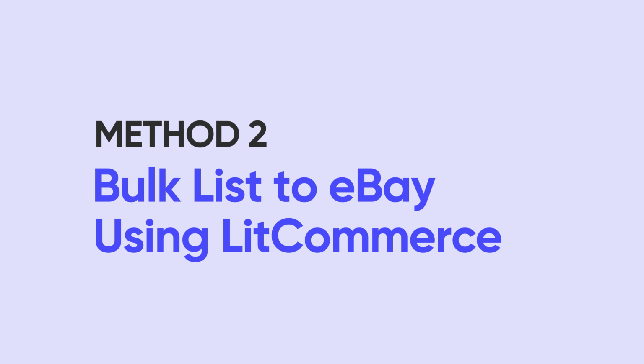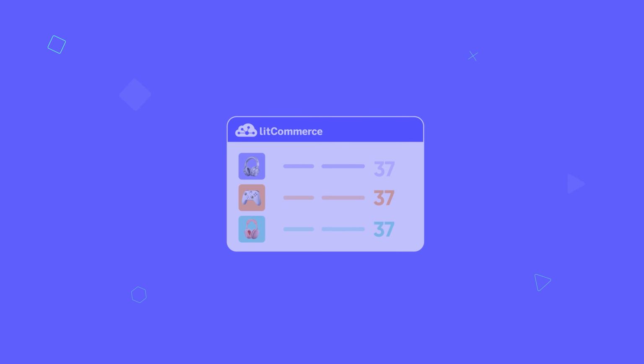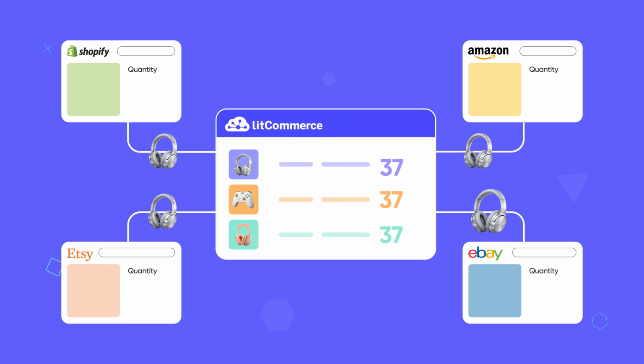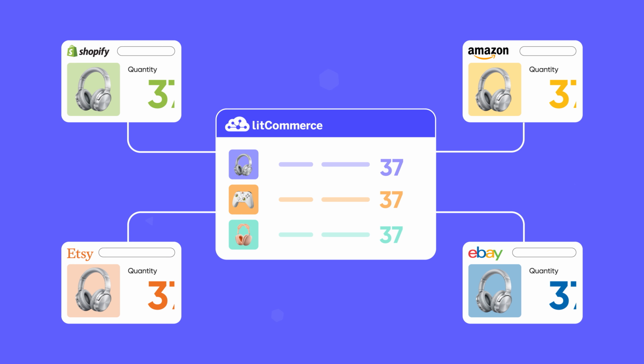Now, let's move to method 2. Bulk list products to eBay using LitCommerce. You can use LitCommerce as a central place to manage your entire product catalog. Or, if you sell on multiple platforms like Shopify, Etsy, or Amazon in addition to eBay, this tool makes it easy to list products across all these platforms, while keeping inventory automatically synced.